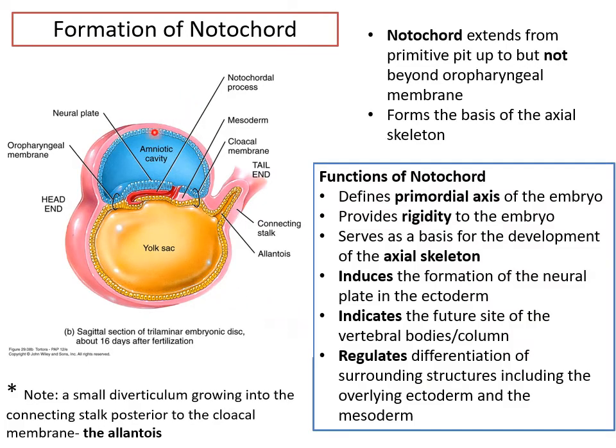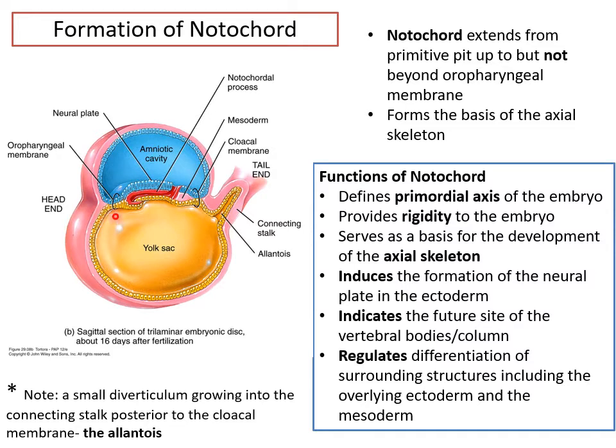So here again in the same picture, you can see the red, that was the notochordal process, became the canal, the floor fused with the endoderm, so it became a plate again, and then imagine it's becoming a solid cord. Okay. So where does the notochord extend from? It extends from the primitive pit up to the oropharyngeal membrane, but not beyond it.